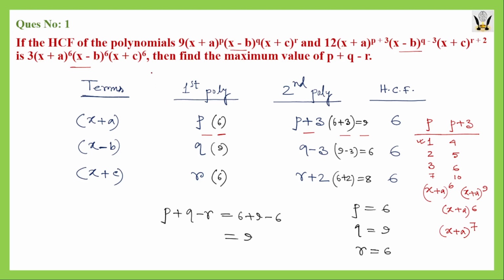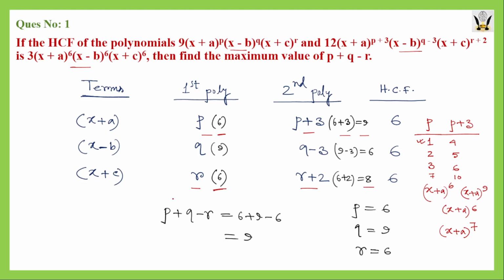And if we go for the third factor, then again in the HCF, the power value is given as 6. Now if we look at the polynomials, for the first polynomial it is r, and for the second polynomial it is r plus 2. So now if we want this value to be 6 in case of HCF, then the value of r has to be chosen accordingly. If we choose 6, then this value will be 6 plus 2, 8, and the common value will be 6.